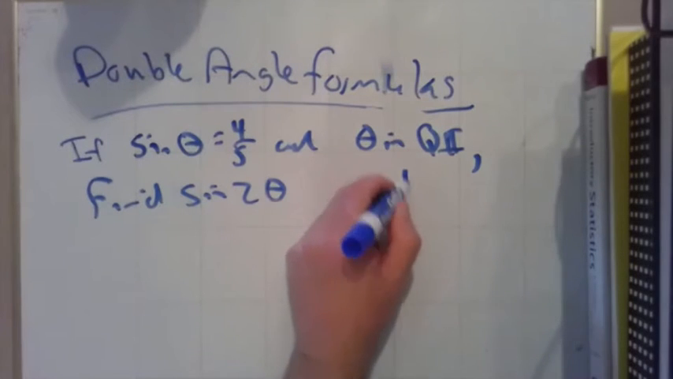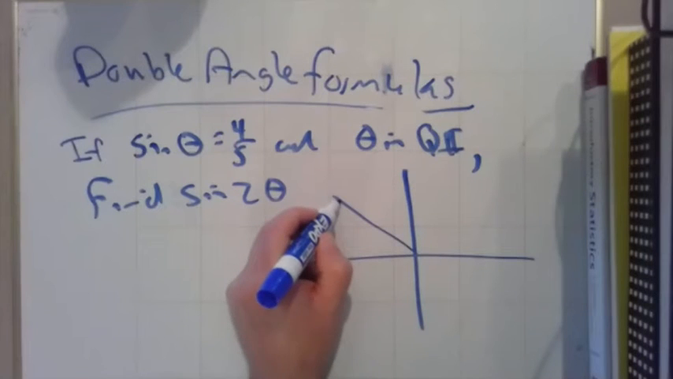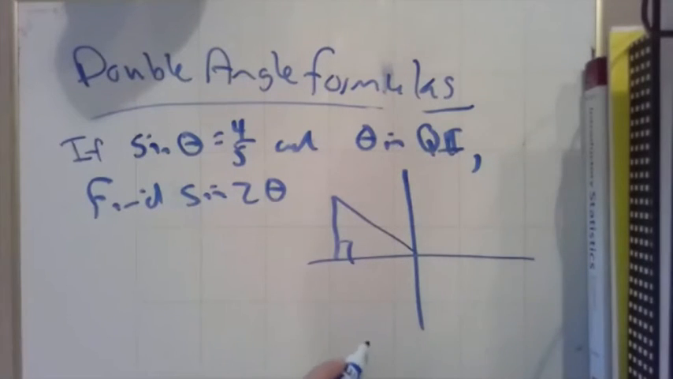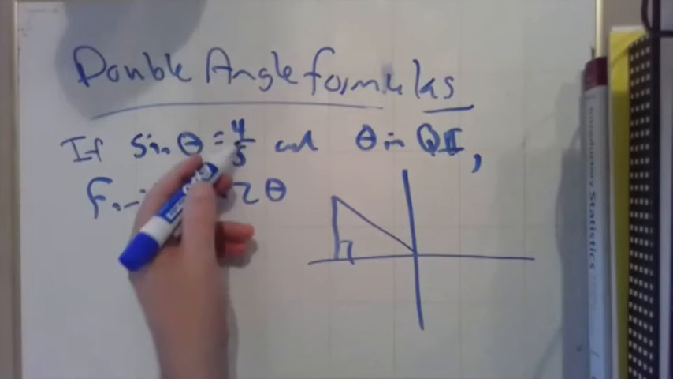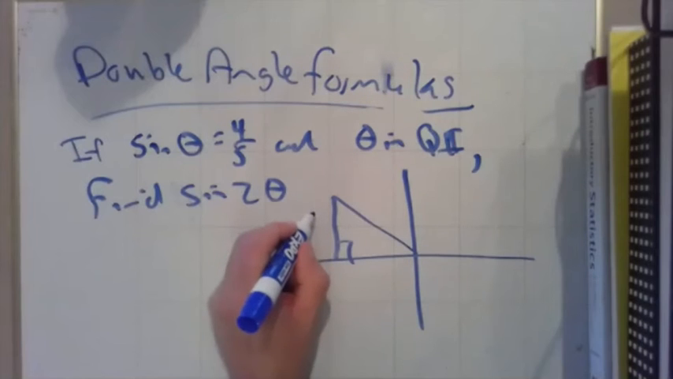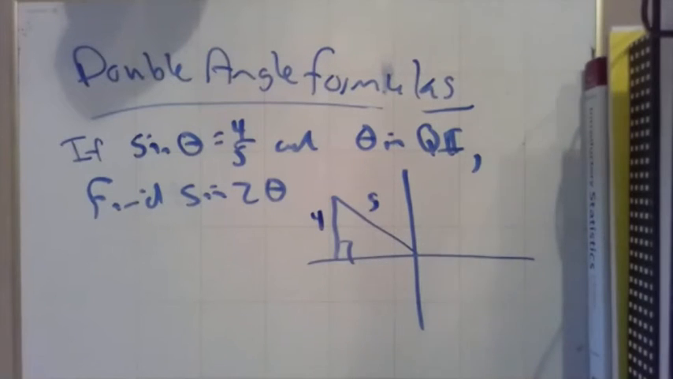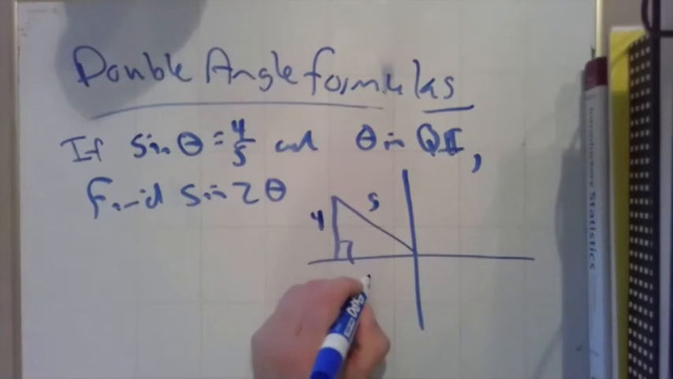Let's draw a triangle. My angle is in quadrant 2. Remember your reference triangle always lives against the x-axis. Fill in the triangle given what you know. Sine is opposite over hypotenuse, 4 over 5. Use Pythagorean to find the third side. So try this on your own. Find the third side, you'll get -3.